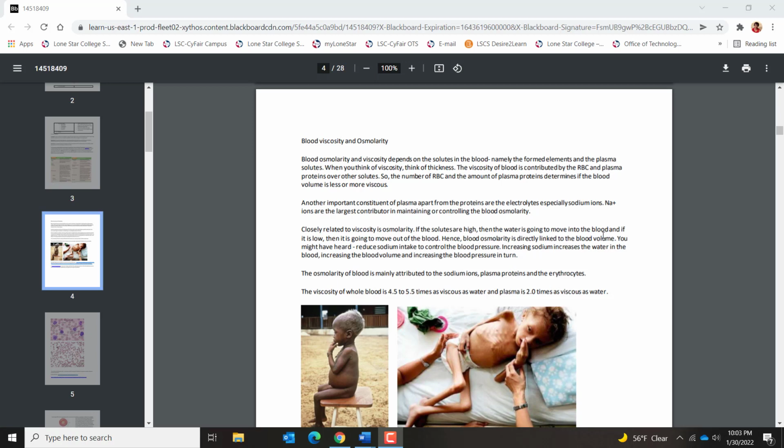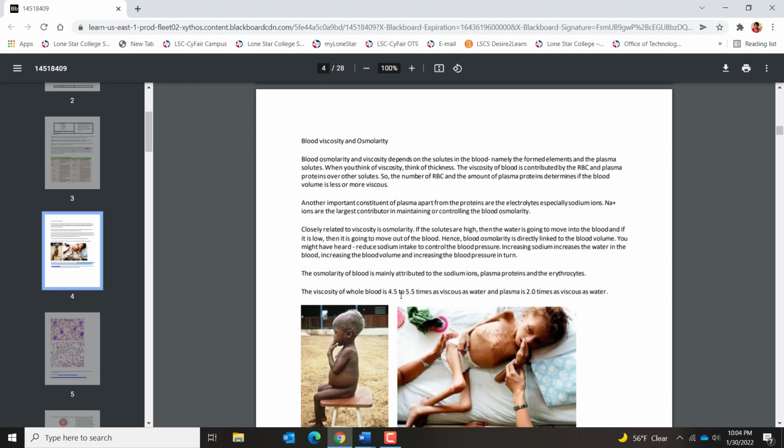And then, of course, any solute which contributes to the blood osmolarity is going to contribute to the blood volume. So, for example, when a person has chronic high blood pressure, the first thing the doctor tells them is reduce your sodium intake, right, to control the blood pressure. So, increasing sodium increases the water in the blood, increasing the blood volume, and thereby increasing the blood pressure. Osmolarity of the blood is mainly attributed to sodium ions, plasma proteins, and erythrocytes. Okay, so this is really important to remember, right? So you have sodium ions, plasma proteins, and erythrocytes.